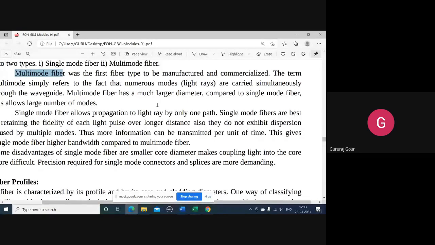And this itself will become the drawback for the single mode. What is the drawback? Smaller diameter. With a smaller diameter, what happens is less light will couple.